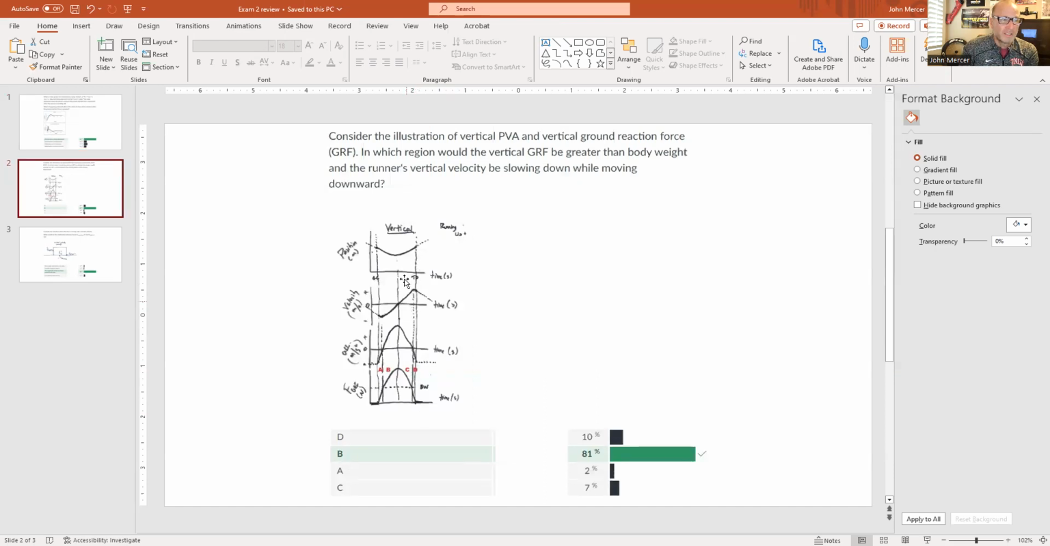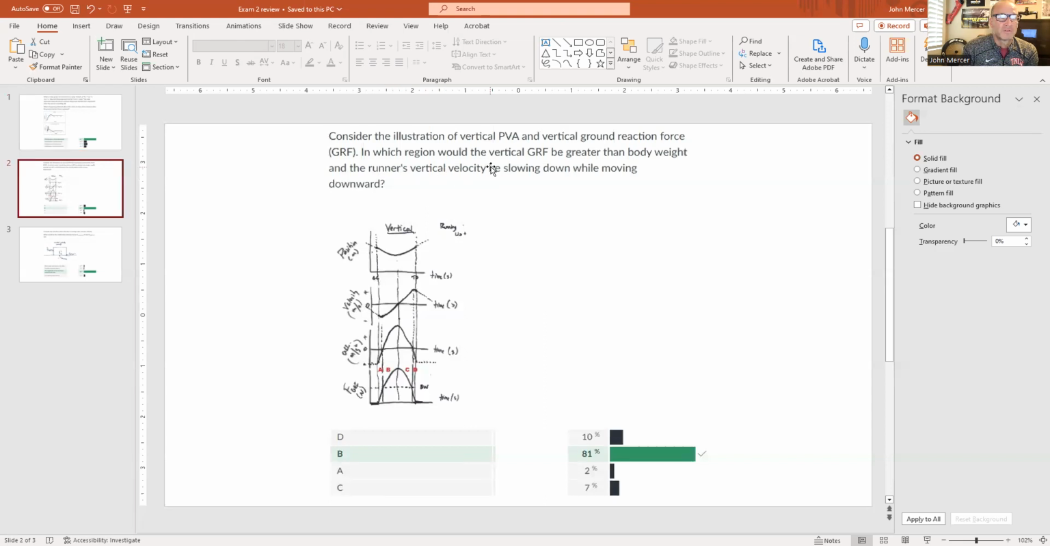So where do we look? We don't even need the position plot nor the acceleration plot. We really just need to look at the velocity plot. So we can do this a couple of different ways. Where's ground reaction force going to be greater than body weight? This dotted line represents body weight. So A is not above body weight, B is, C is, and D is below body weight. So we've already narrowed it down to B or C.